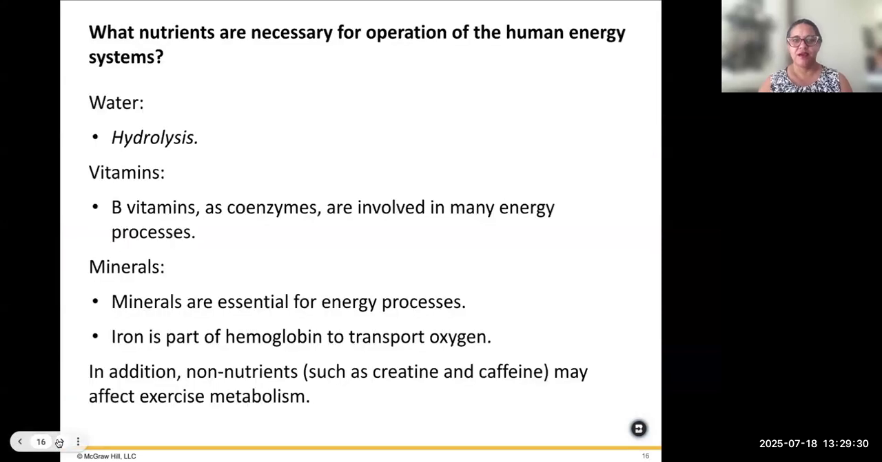That was the beginning. Okay, so nutrients is the next section. What nutrients are necessary for operation of the human systems? All of them.